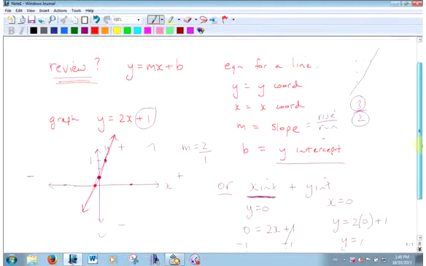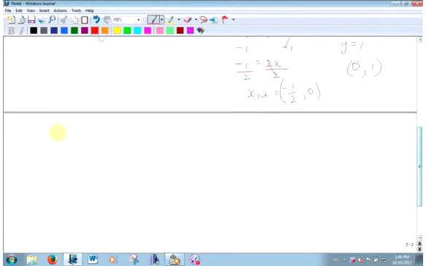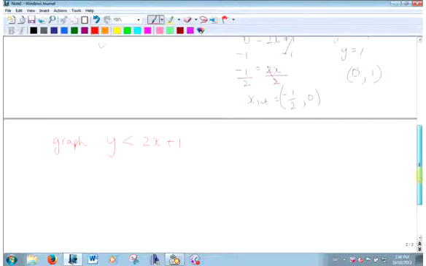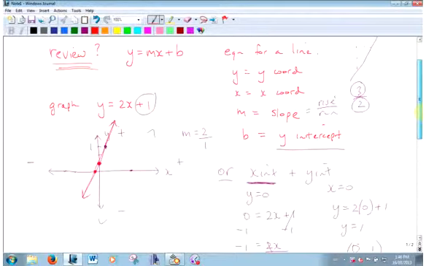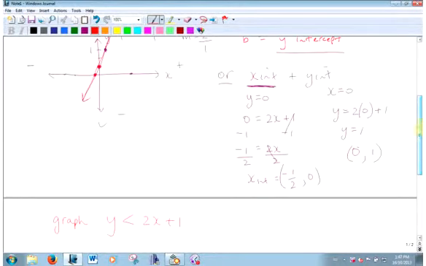Here's the Math 11 part. Graph y is less than 2x plus 1. Now it's an inequality. Okay? This is the Math 11 part. Does the equation look similar? Did we just do this one? Yeah. Okay? So when we're graphing this, what's the difference between this and this?